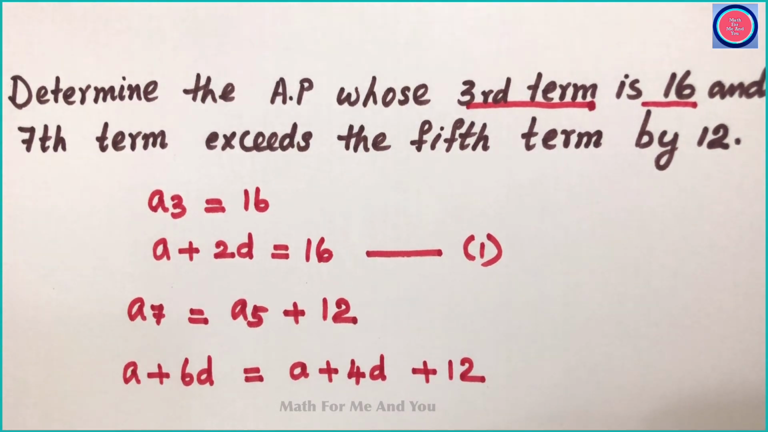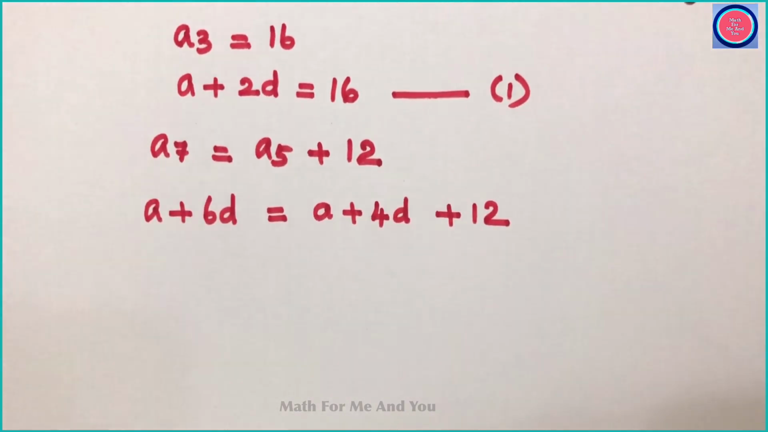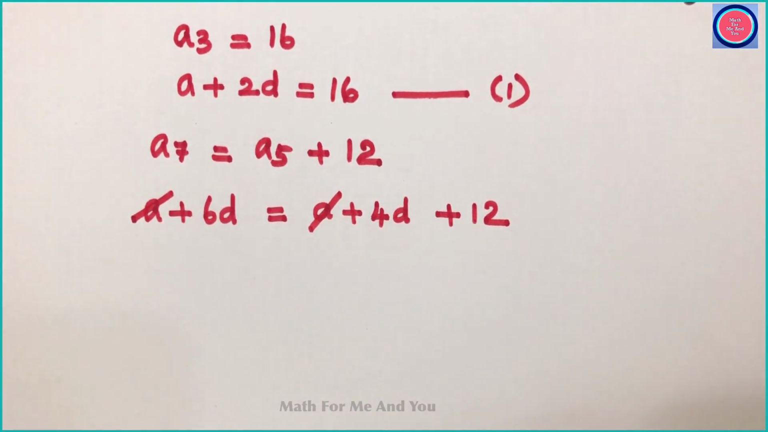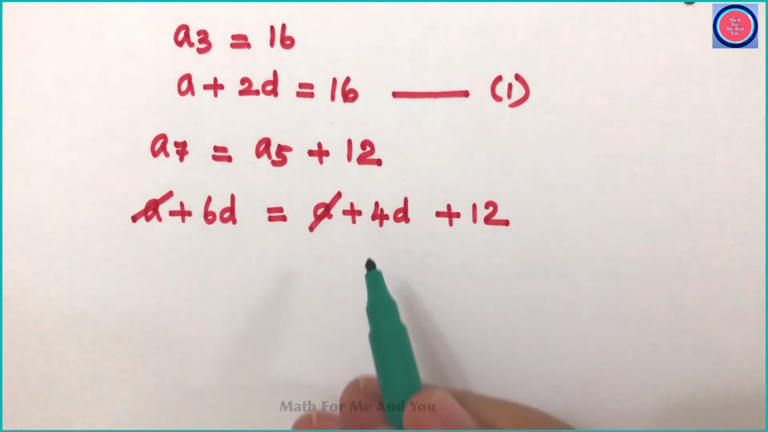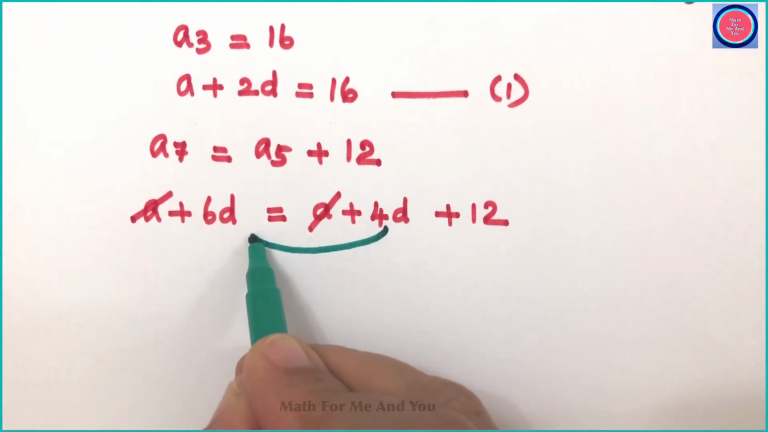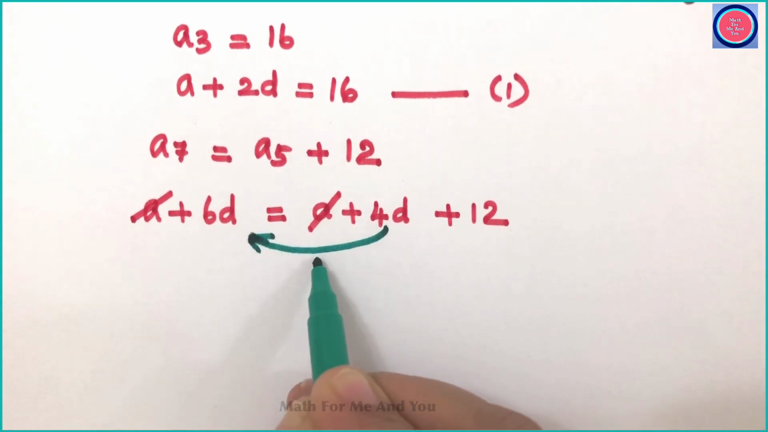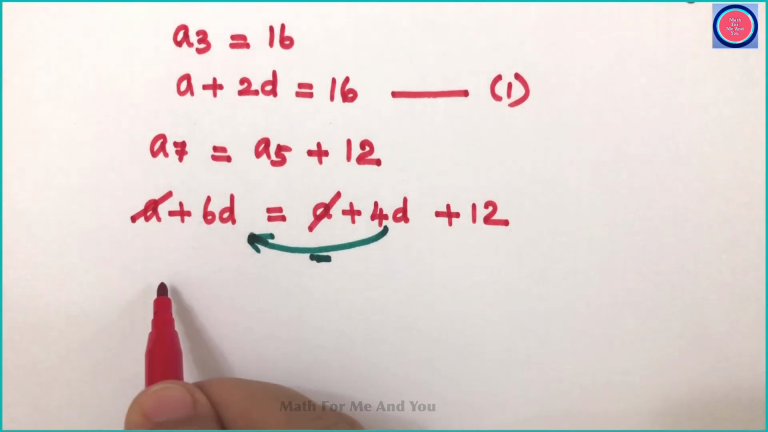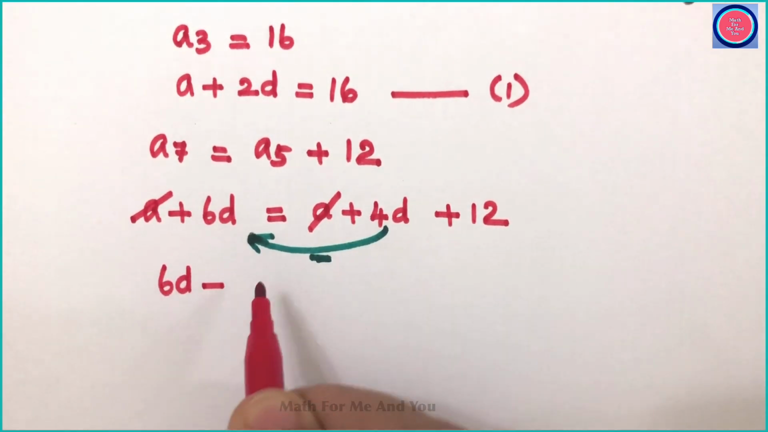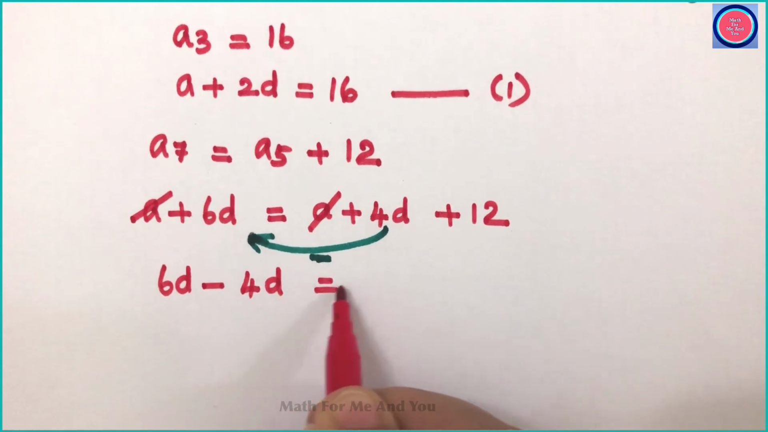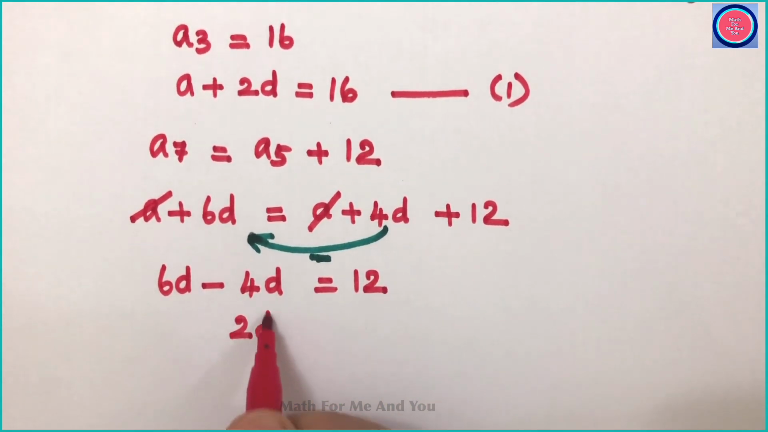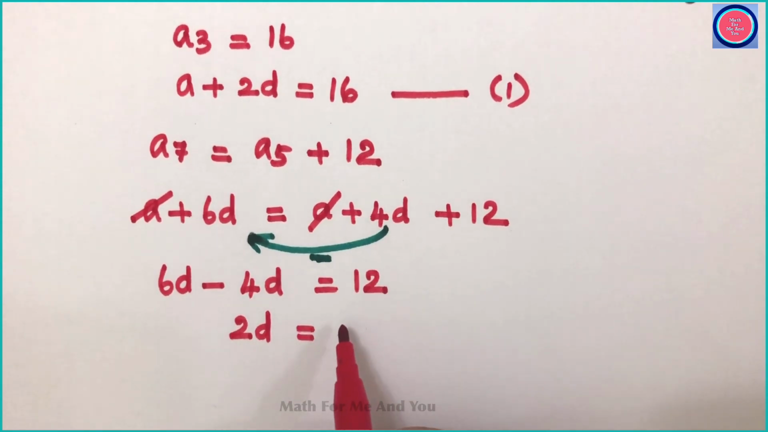On the left side of the equation and the right side there is A, so we could cancel A from both sides. 6D equals 4D plus 12. Collect D on one side. The term 4D we can move to the left side. It becomes minus 4D. Then we write 6D which is on the left side, minus 4D is equal to 12. 6D minus 4D, 6 minus 4, it is 2D is equal to 12.